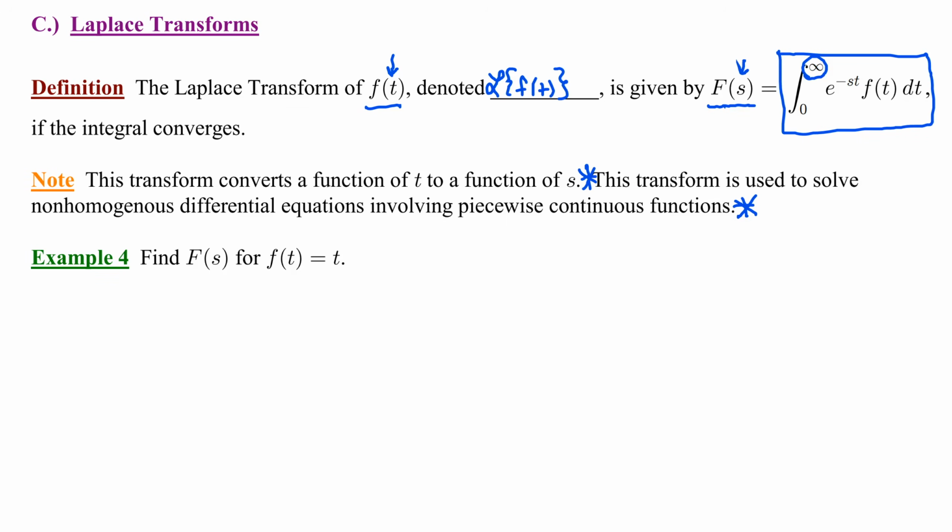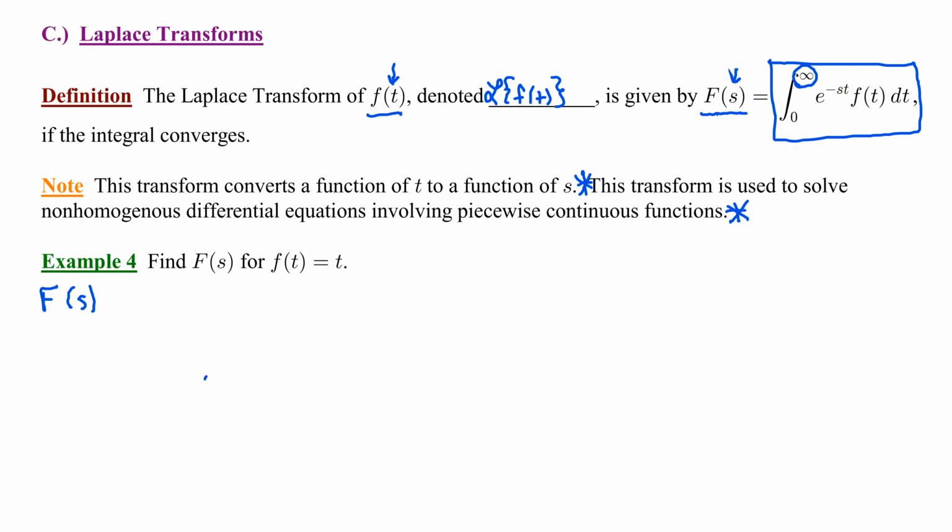So let's give it a try. Find capital F of s, that is the Laplace transform, for little f of t equals t. So we want to find capital F of s, which can also be denoted the Laplace transform of little f of t. This is defined as the integral from 0 to infinity of e to the negative st times f of t dt. And in this particular case, our function is t.